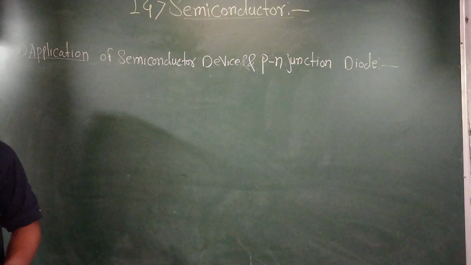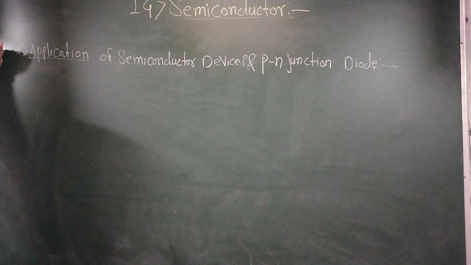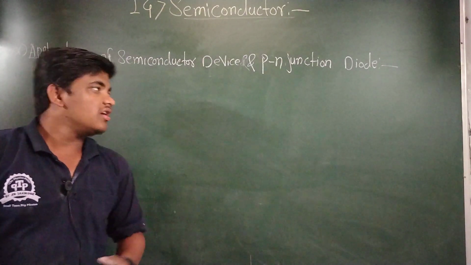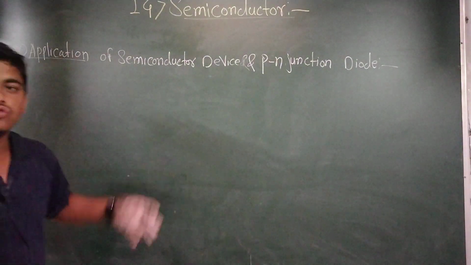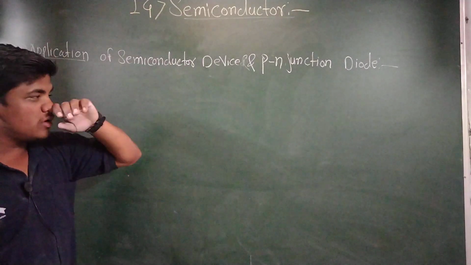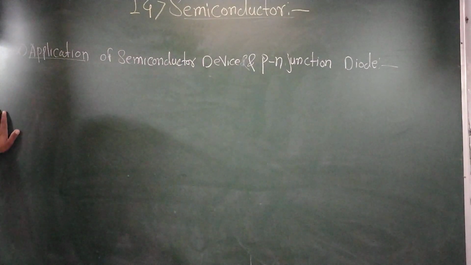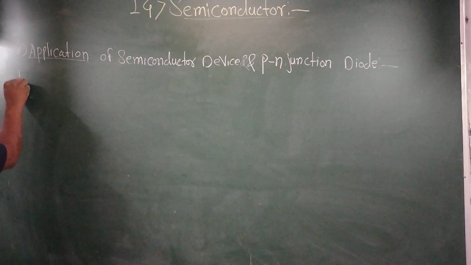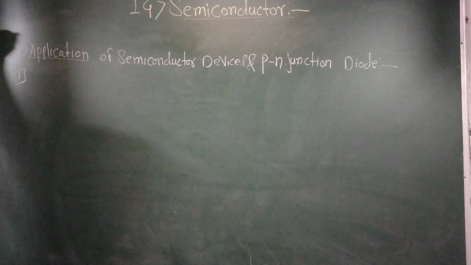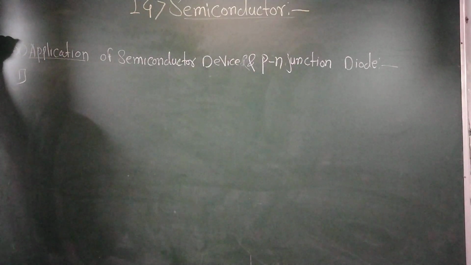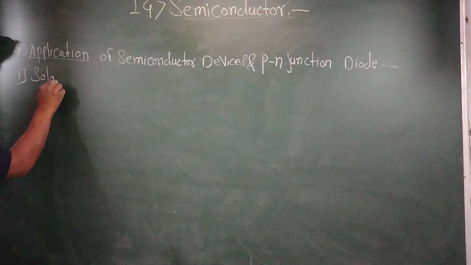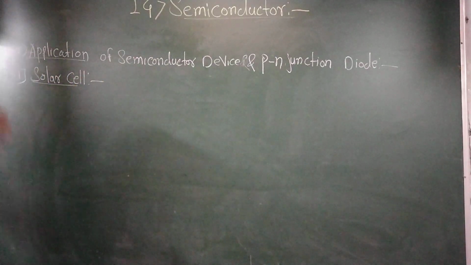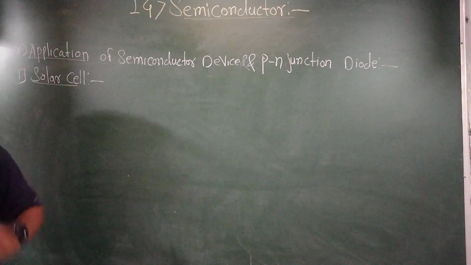Semiconductors have many properties that control electronic behavior, and a lot of devices and physical materials are made with the help of semiconductors. In this lecture we start the discussion. The first device is the solar cell. Semiconductor devices are used in the solar cell. What is a solar cell? It converts light energy into electrical energy.